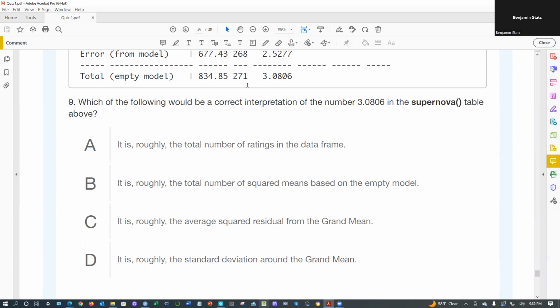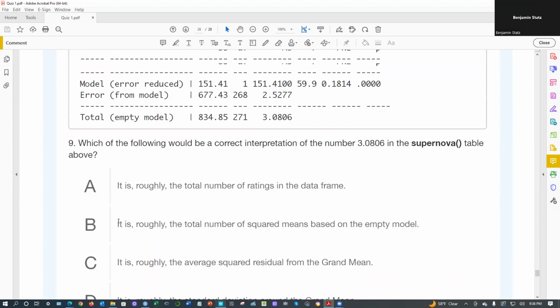The average comes from the 271 data points. The sum is for all the data points, but if you want it per data point, you divide by 271, and on average you have this much residual from the grand mean. So that means this is what's going to happen here.